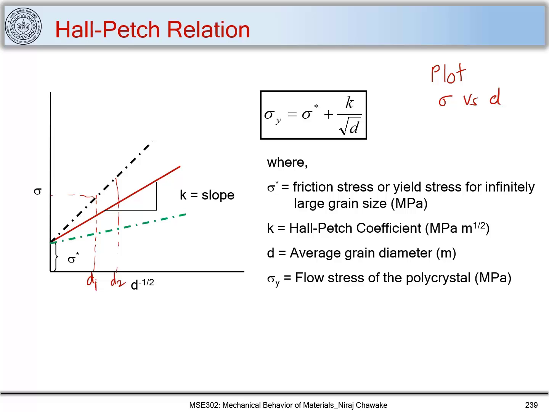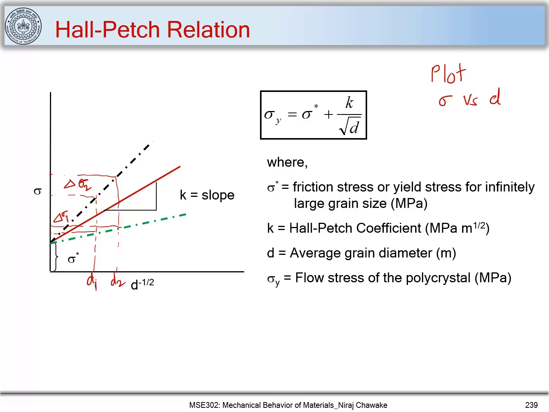So here in this case you can see that the delta sigma will be much larger, and in this case, let me call it sigma 2 delta sigma 1. In this case where the slope is higher, there will be a large increment in the stress if I decrease the grain size. Here in this case where the slope is small, if I decrease the grain size to d2, you have a small increment in the stress.